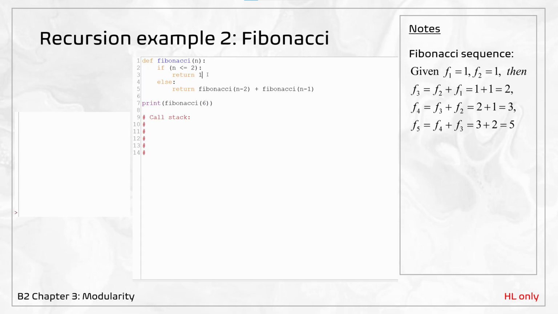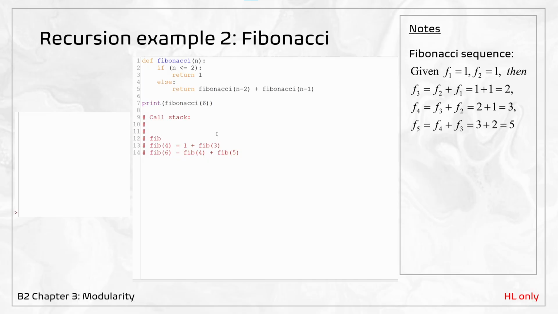Let's trace what happens when the function is called with n equals 6. So to call Fibonacci 6, we'll just write fib6 is equal to fib4 plus fib5. Now the call fib4 is equal to fib2 plus fib3. But we know that fib2 must be equal to 1, so we can just replace that with a 1.